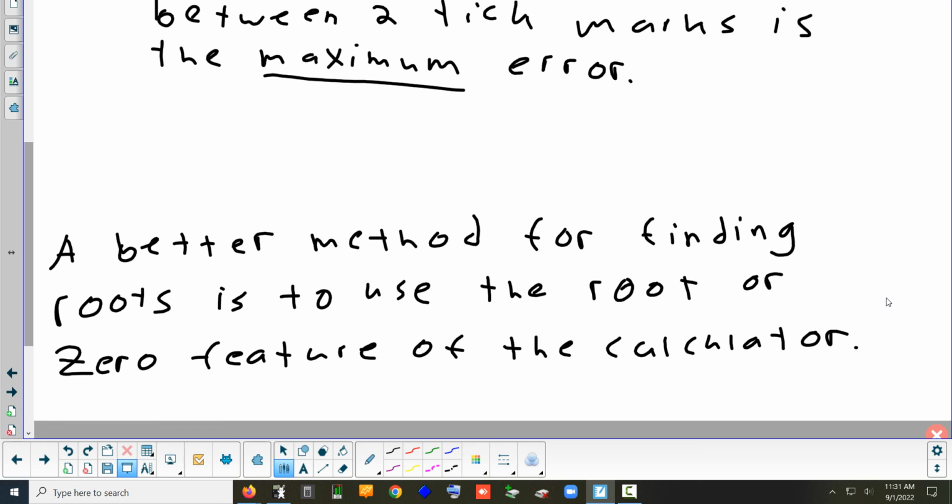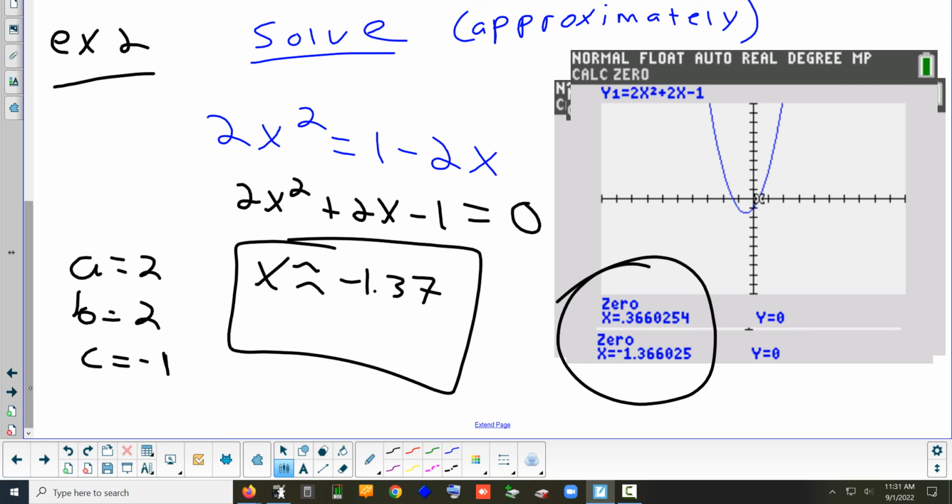The only downside to it is it's not an exact answer. So if I ask for an exact answer, even if you write down negative 1.366025, no, that's not exact. You'd have to use the quadratic formula to get the exact answer. And it would have a square root in it, like 5 plus or minus root 3 over 2, or something like that.